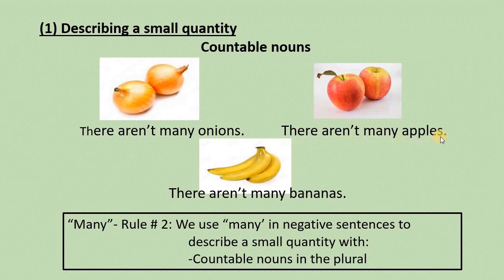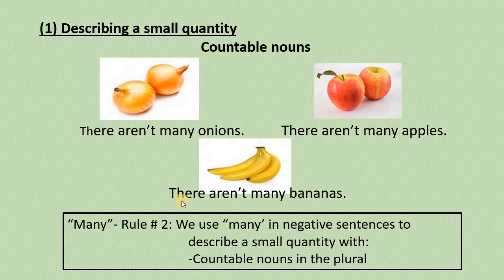And this is the same here. There aren't many tomatoes. There aren't many apples. Apples here, guys, is a countable noun, which is in the plural form, and the verb is also in the plural form, and we add not after the verb are because this is a negative sentence. So to make the sentence negative, again, we have to add not after are. There aren't many apples. Yes?